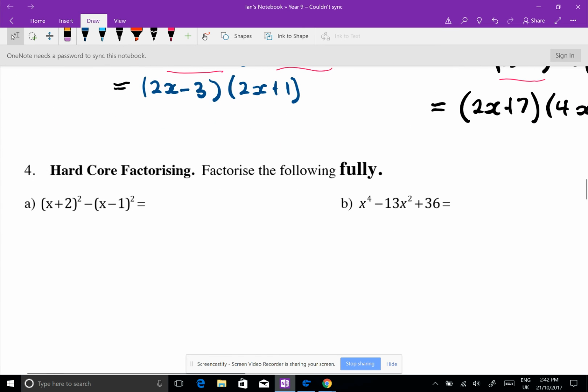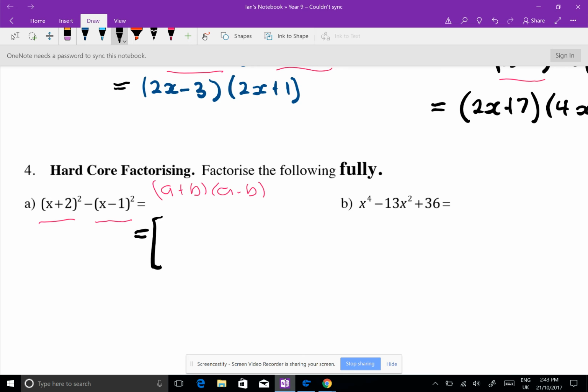Okay, the last two. Now, they look complicated, but they're not. The first one, well, these are just two terms, and it's the difference of two squares. It's something squared minus something squared. So I can do the difference of two squares. Now remember, the difference of two squares, I'm going to write up here, is a plus b, a minus b. I'm just going to write that above, because that's what it's going to be.